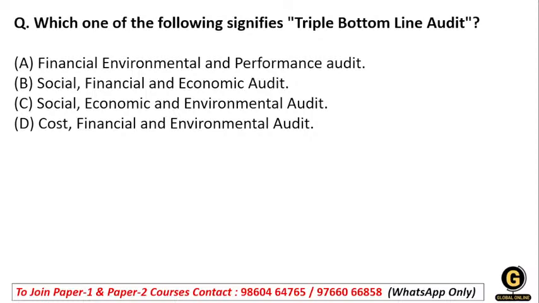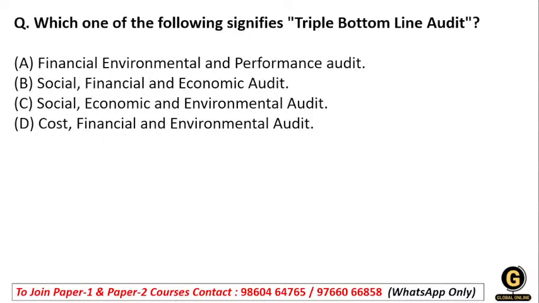Next, let's move toward the next question: which of the following signifies a triple bottom line audit? Now, what is a triple bottom line audit? I'm just reading the options, then I will explain. First option is financial, environment and performance audit. Then B, social, financial and economic audit. Then C, social, economic and environmental audit. Then D, cost, financial, environmental audit.